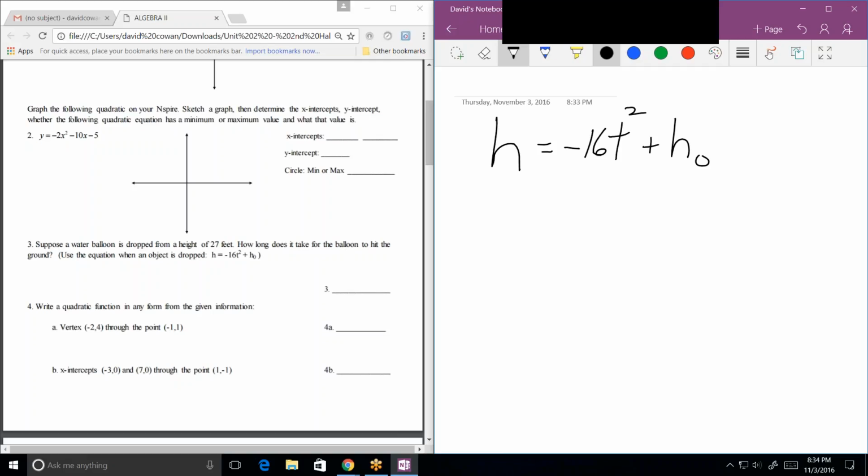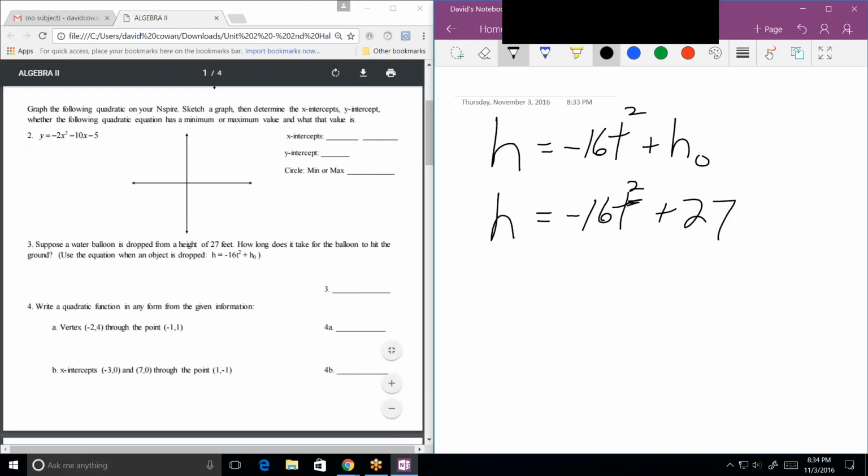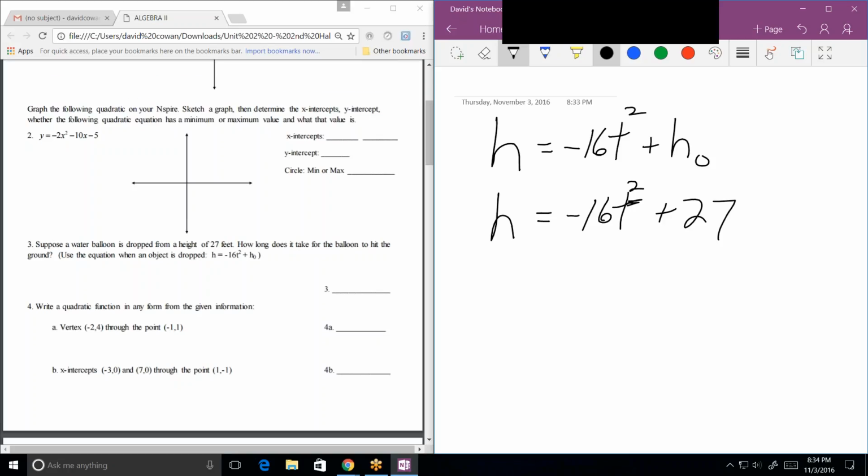In other words, when t is 0, the height is going to be the height that was dropped from, h sub 0. That's what h sub 0 means. So in our problem, we've got h equals minus 16t squared plus 27. So this will tell you the height of the balloon at any point in time. When t is 0, the height of the balloon is 27. At 1 second, the height is minus 16 plus 27, or 11. At 2 seconds, it's going to already be hitting the ground.